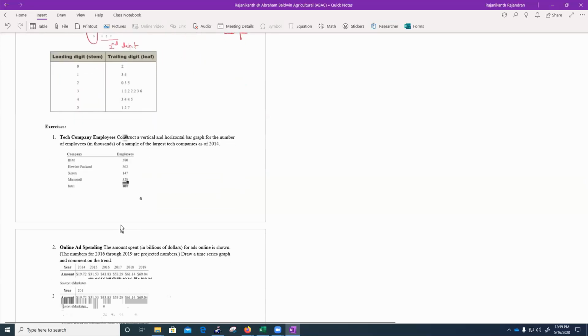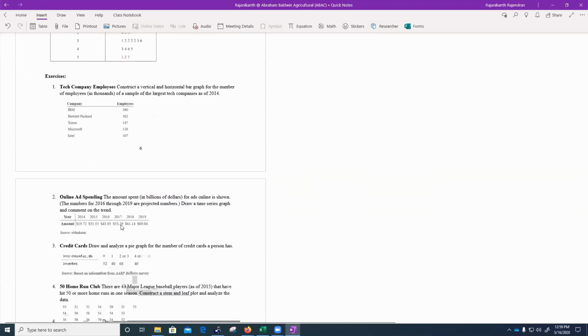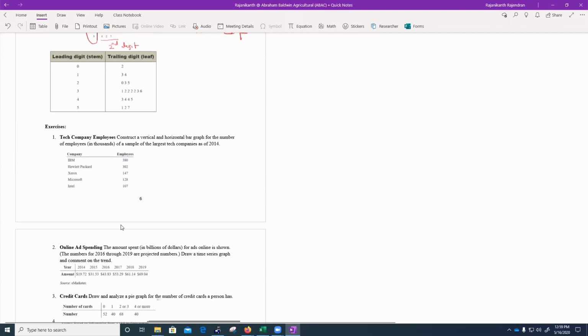Okay, so I have included a couple of exercise problems. This is all about drawing a bar graph and pie graph, so why don't you try these things? This should be very easy, I believe. If you have any questions, please let me know. Then I will explain some of these problems.